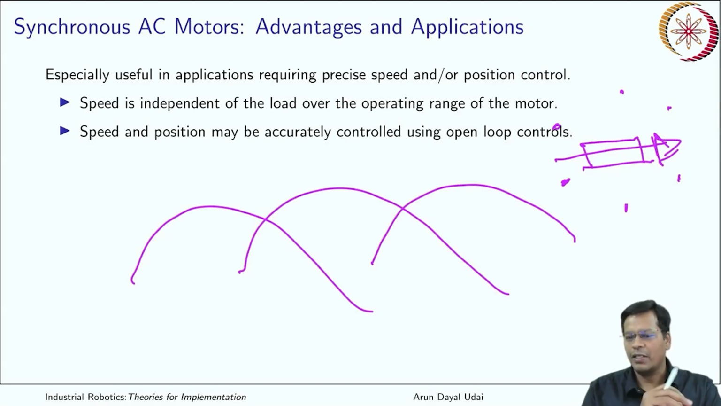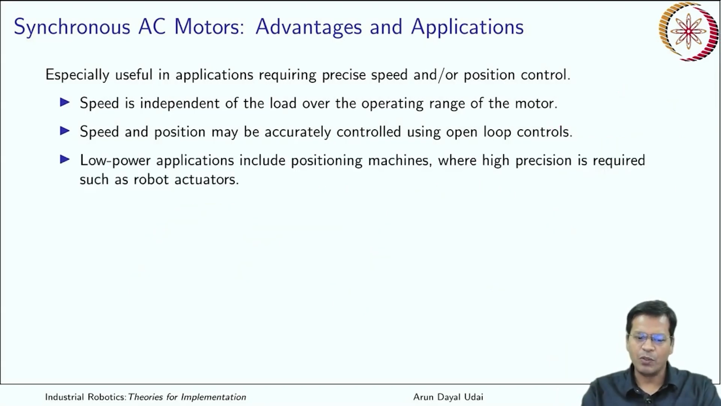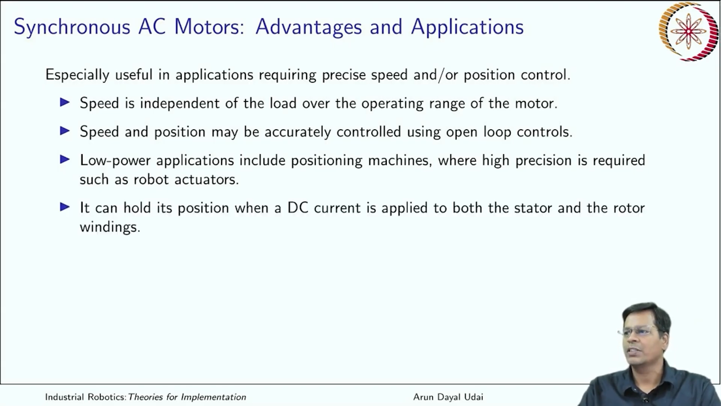So you can stop your omega anywhere, and omega can become equal to 0. In that case, your field doesn't rotate, it remains where it is, and your armature also remains there. So it can stop, or it can reverse its direction also. Got it? So yes, omega can be positive, omega can be negative also. Low power applications include positioning machines where high precision is required, such as robot actuators. It can hold its position.